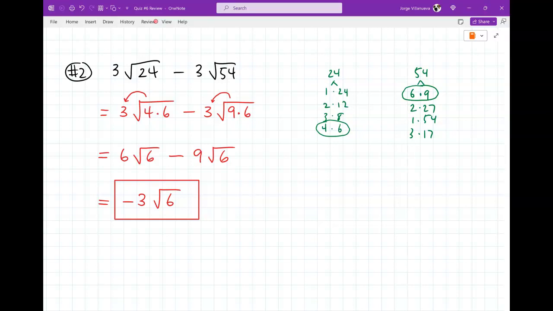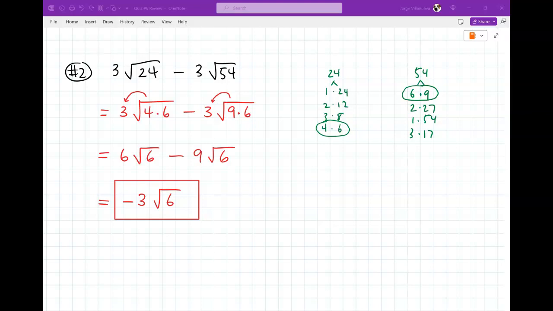So remember, when they're not like radicals, you can break them down as much as possible. Maybe it's possible, maybe it's not. And then once you break them down, double check. Maybe they actually do have the same radical inside, and that's going to allow you to bring them together. If they don't, that's okay. But if they do, put them together. Any questions or comments on this one?